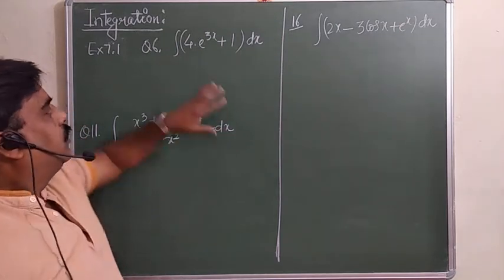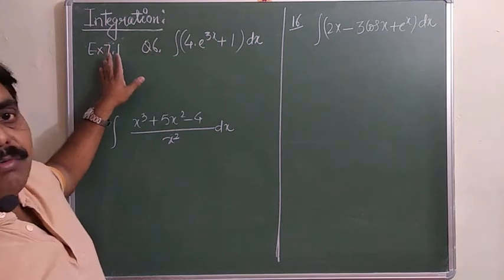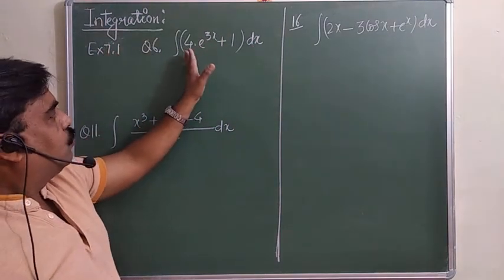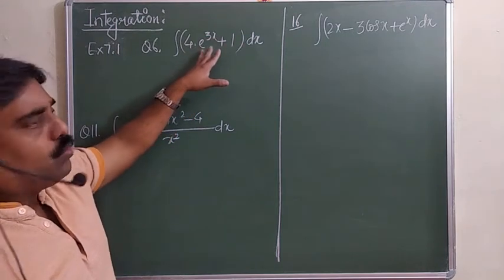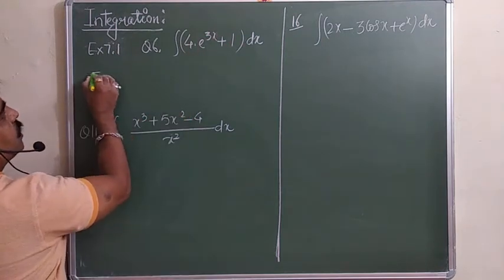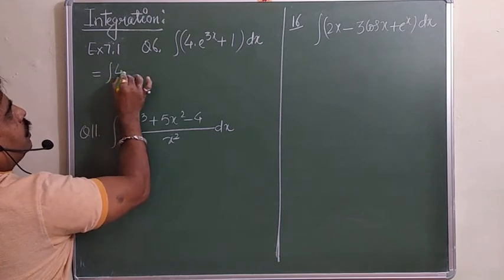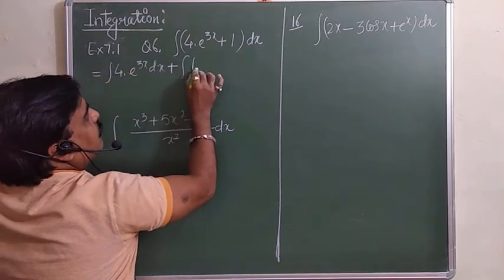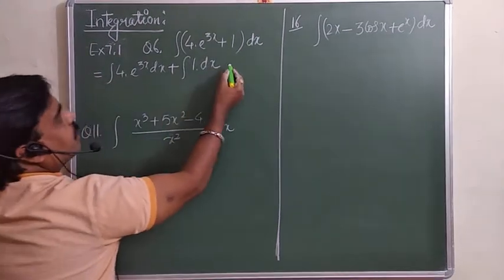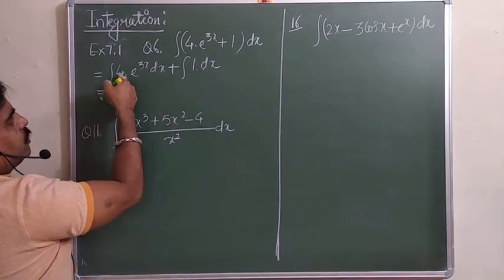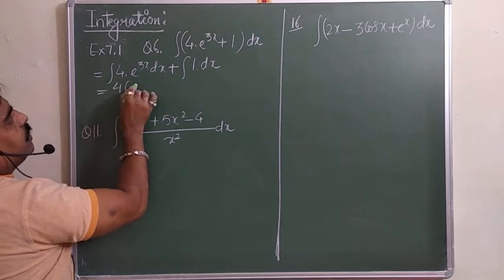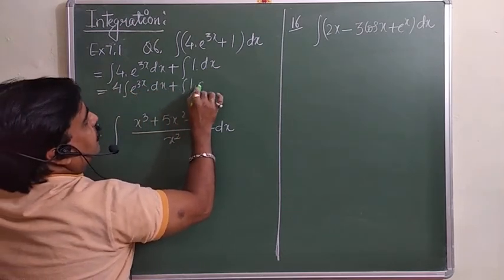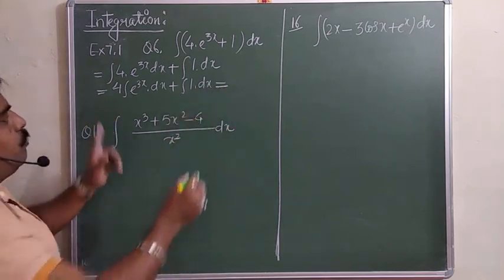Yes, now this is your question number 6 from the 7.1 exercise. We want to find the antiderivative of this function. If you want to break it, you can break it. So this can be written as 4 into e raised to power 3x dx plus 1 into dx. 4 you can take outside of this one only. 4 integration e raised to power 3x dx plus 1 into dx. Now 4 will remain as it is.